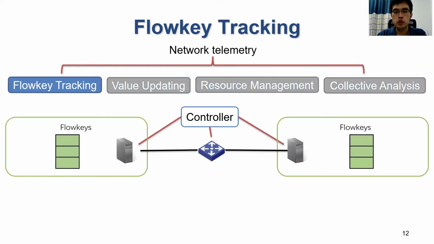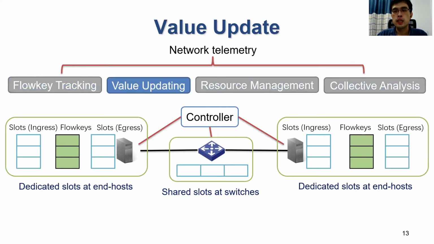For flow key tracking, we observe that we only need to record each flow key once in the network. So we record the key of each flow in its source end host. For the second operation, flow value updating, we check flow values in both end hosts and switches. In each device, we allocate some slot of counters to store the flow values.